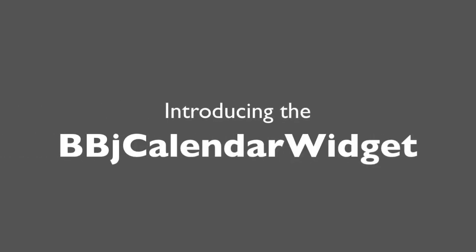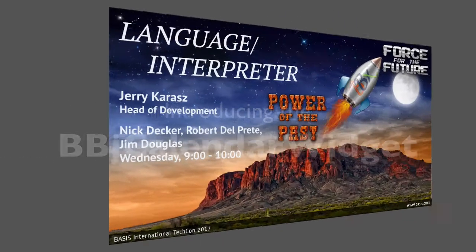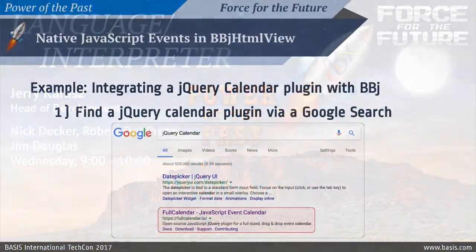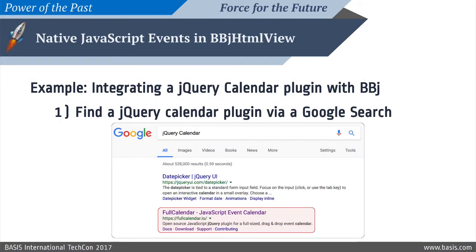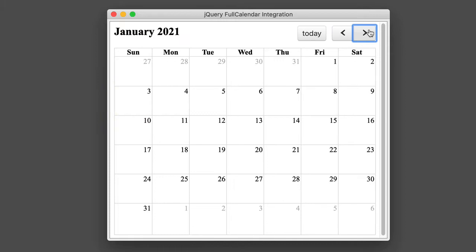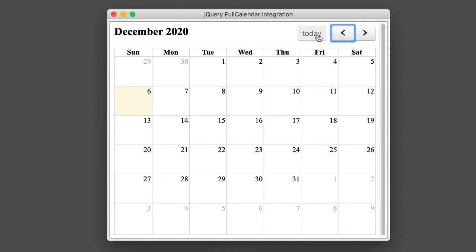A few years back at TechOn 17, our language and interpreter session had a section on native JavaScript events in the BBJ HTML view, where we demonstrated integrating the full calendar library in a BBJ program. That demo was pretty exciting at the time, despite its limitations, as it showed that it was possible to leverage a mature JavaScript library into a BBJ application.